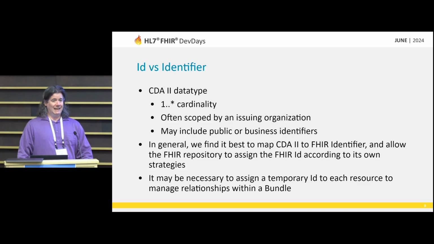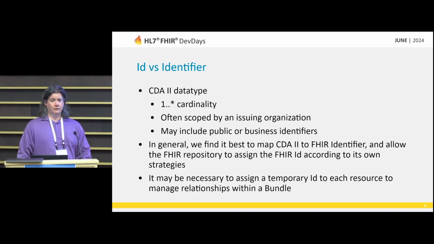In CDA, entries are identified by the II data type, which stands for instance identifier. And this has certain characteristics. Generally, it is mandatory, but it allows multiples. These are generally scoped by some issuing organization or other, and they often have a real-world meaning, or at least are shared among multiple government and business entities.